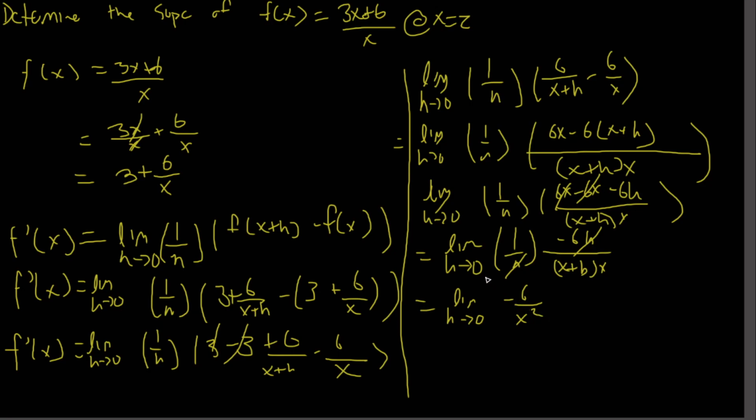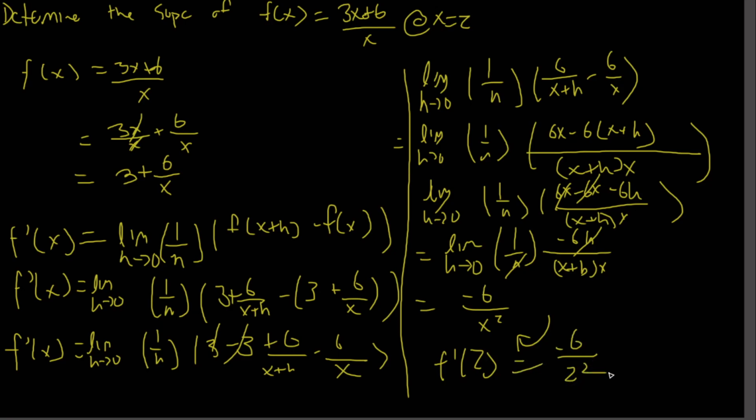Now the question asks for the slope of the tangent line at x equal to 2, so we just substitute into f prime. f prime at 2 would equal negative 6 over 2 squared, which would equal negative 3 over 2. And that is our answer.